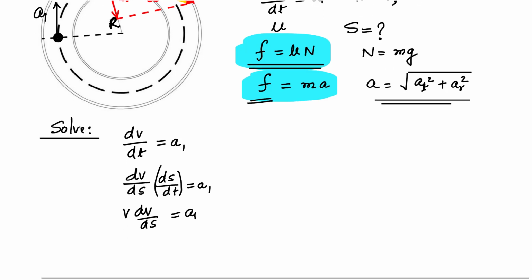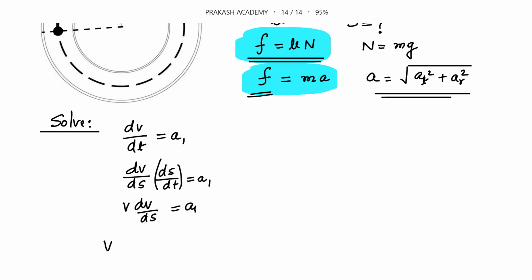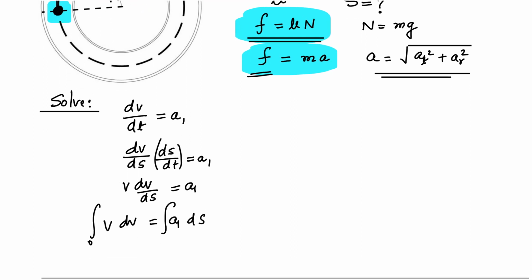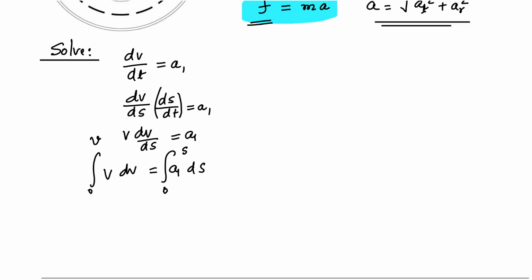So I can integrate this. I can write v dv = a1 ds, and when s = 0 at this position, velocity is 0 because it has been given that it starts from rest, and at distance s, the velocity is v. So we can write v square = 2a1s.